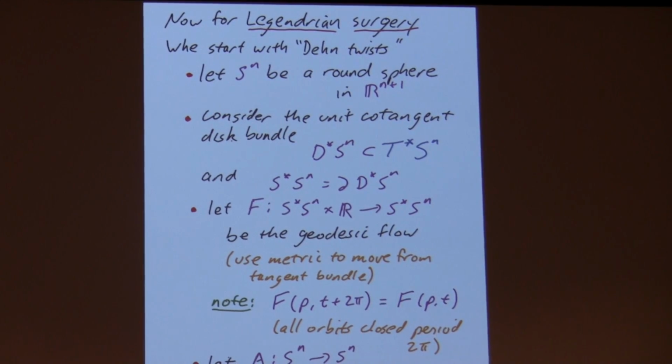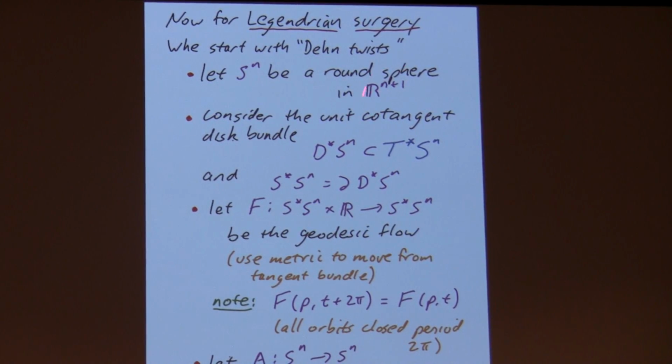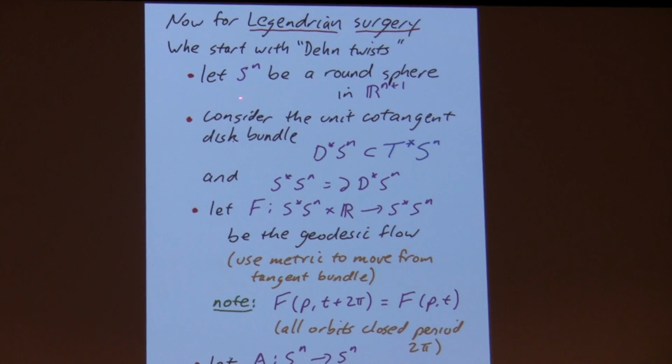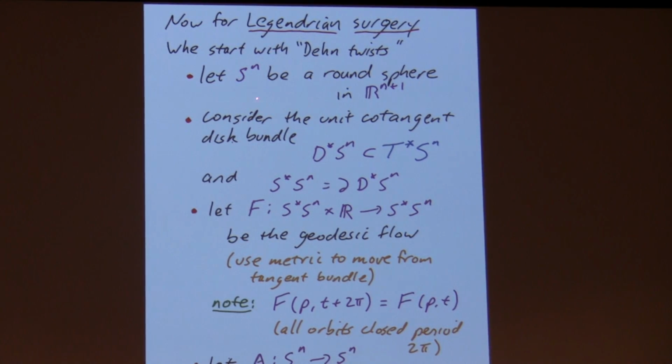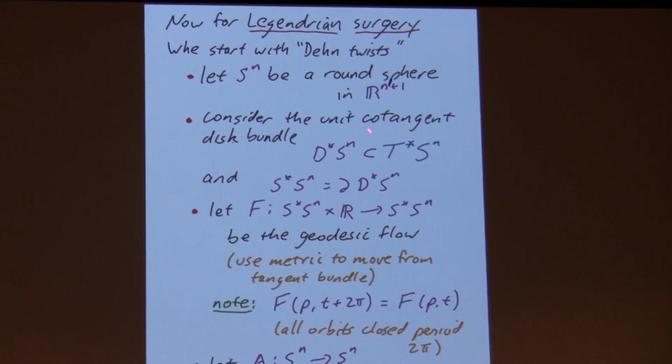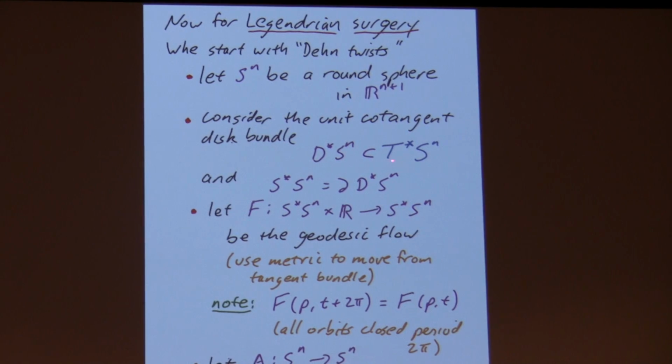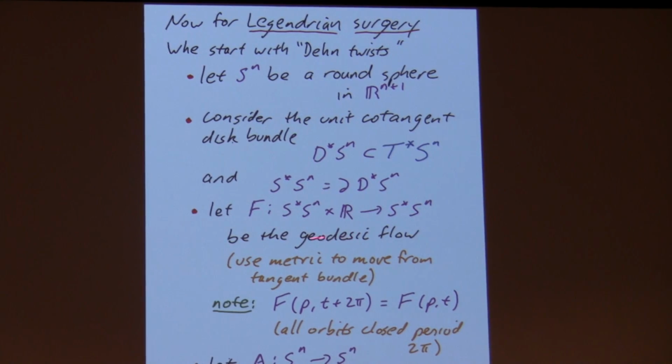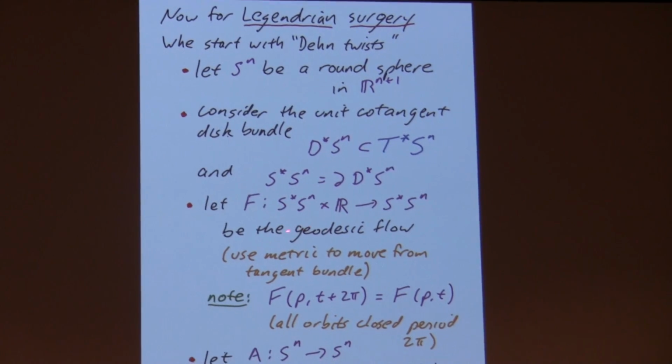So suppose you have the round n-sphere in R^(n+1). And by that I mean you have the induced metric on the unit sphere in Euclidean space. Consider the unit cotangent disk bundle inside of the cotangent bundle, and consider its boundary, which I'll call the unit cosphere bundle. You have what's called the geodesic flow on the unit cosphere bundle.